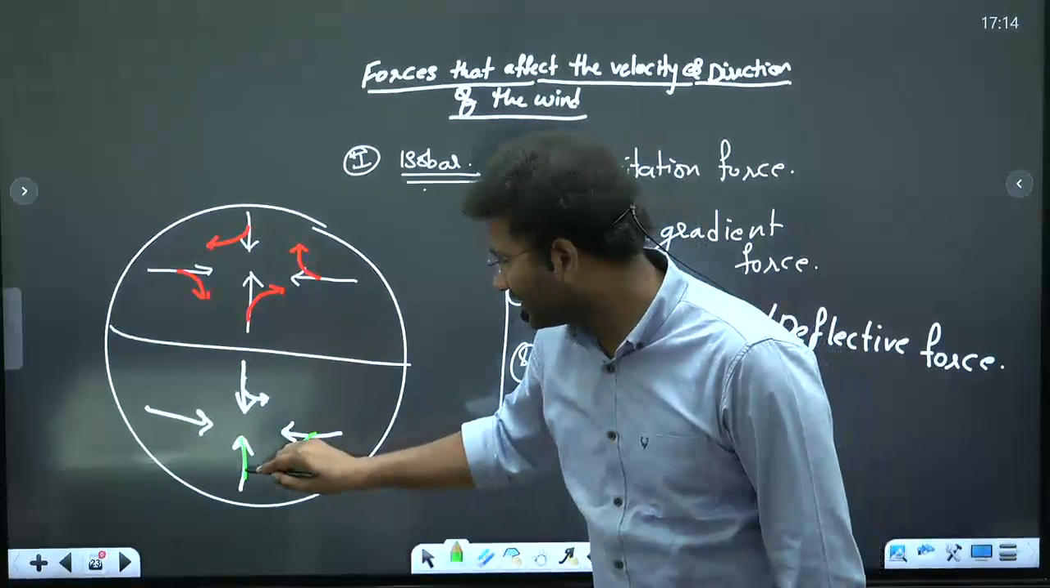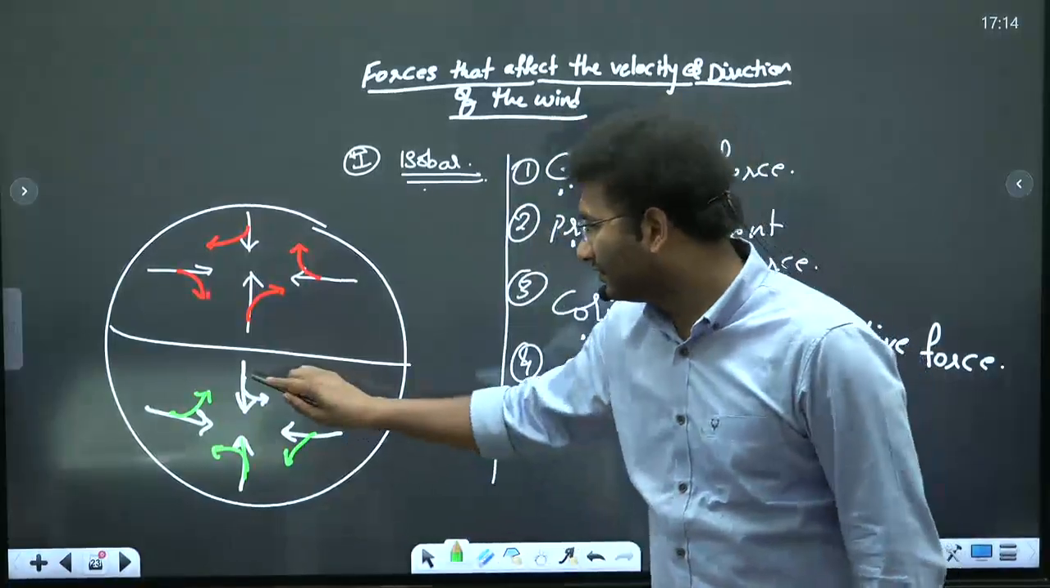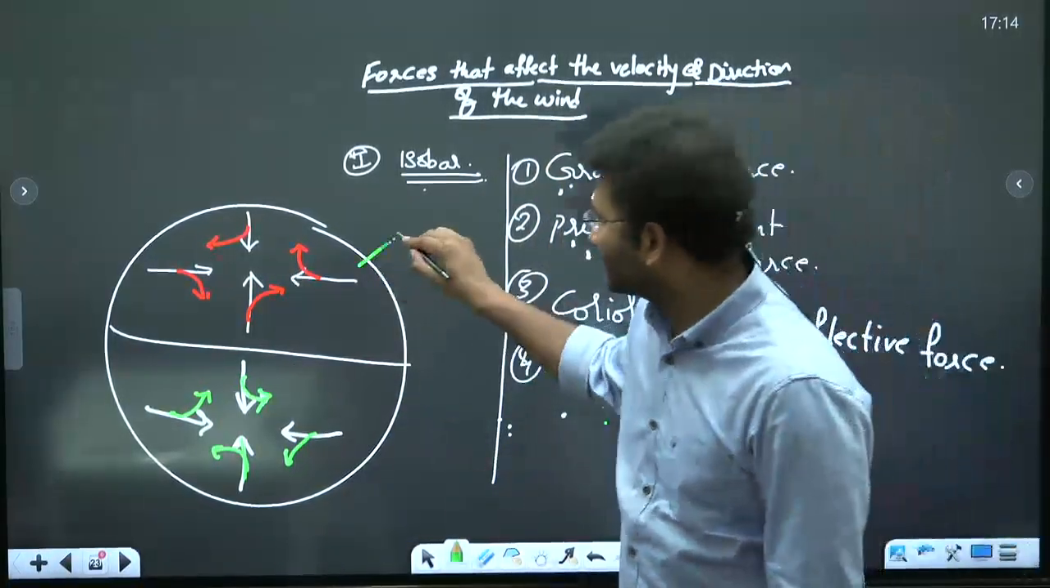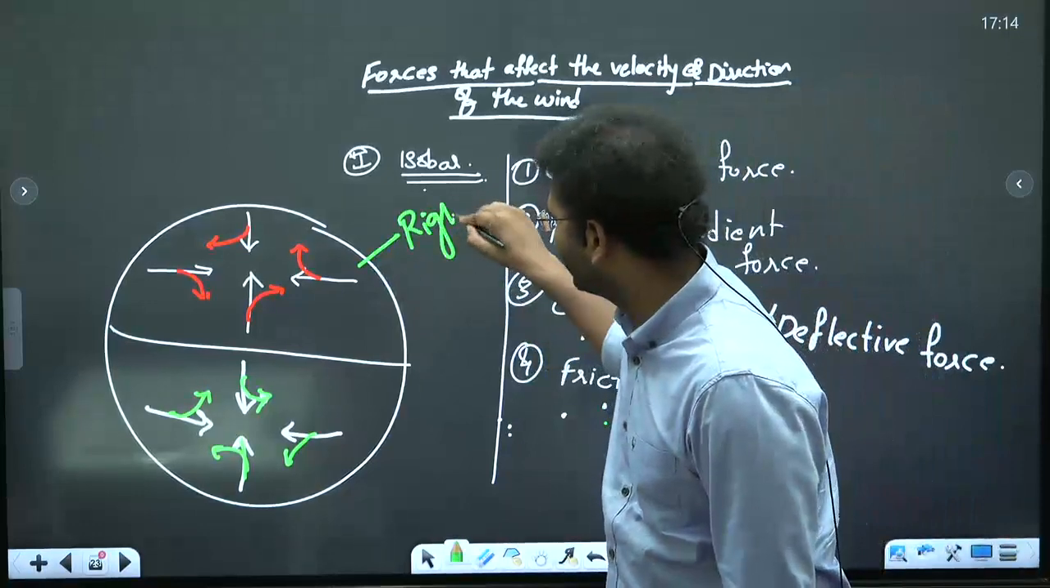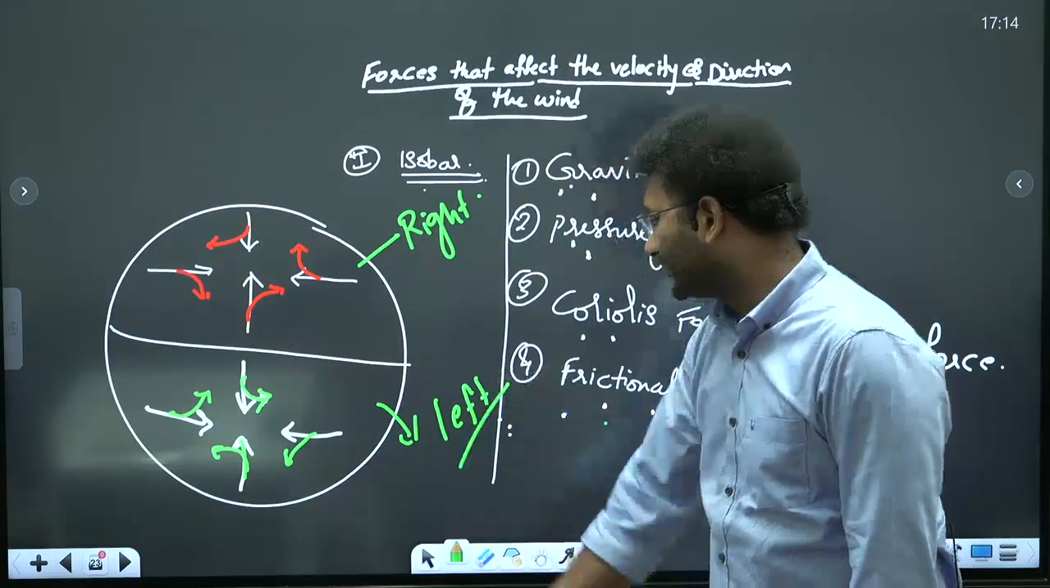Instead of moving in this direction, what do they do? They deflect towards the left. So this is how the deflection of the winds takes place. In the northern hemisphere, the deflection is towards the right. And in the southern hemisphere, the deflection is towards the left.